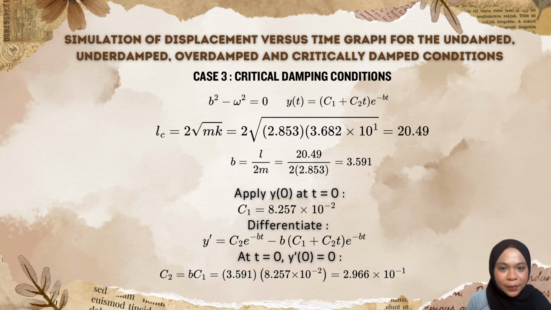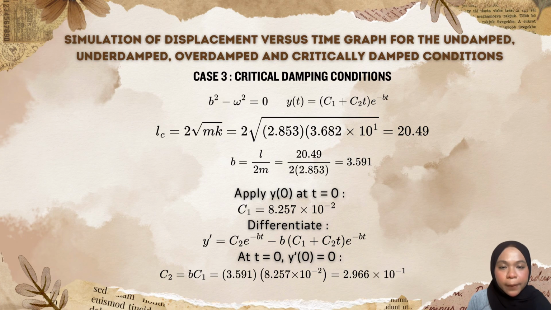Moving on, case 3, critical damping condition, the general equation is y equal to C1 plus C2 t, times e to the negative bt. We will get L as 20.49, b we will get 3.591. So apply y0 at t equal to 0, we will get C1 equal to 8.257 multiplied by 10 to the negative 2. After that, we differentiate y and we will get y prime equal to C2 e to the negative bt minus b, C1 plus C2 t, e to the negative bt.